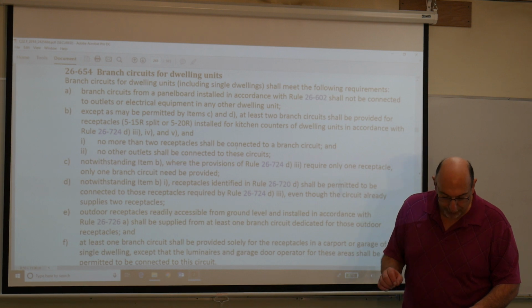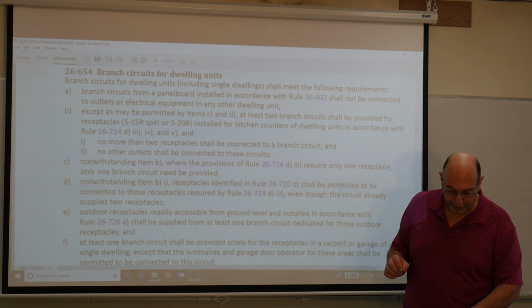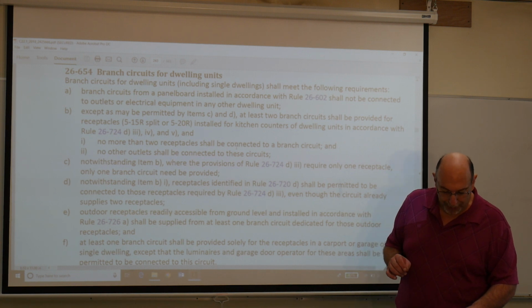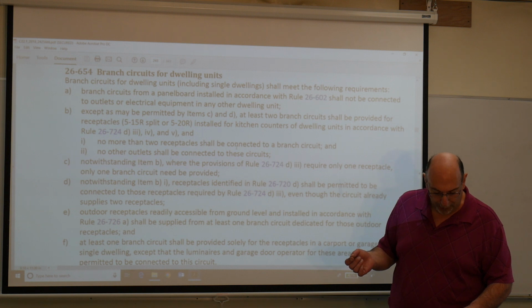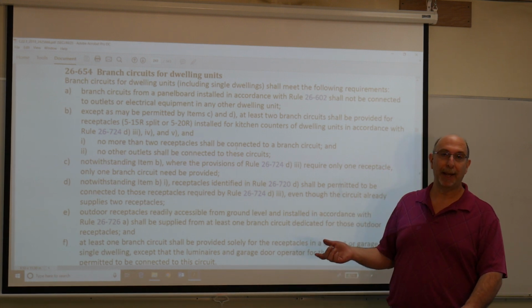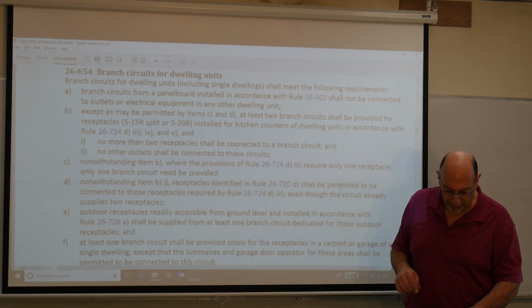All right, next rule, 26.654, branch circuits in dwelling units. Branch circuits in dwelling units, including single dwellings, shall meet the following requirements. Branch circuits from a panel board installed in accordance with 26.602 shall not be connected to outlets or electrical equipment in any other dwelling unit. Pretty common, you don't want to supply your electricity over to the next dwelling unit.